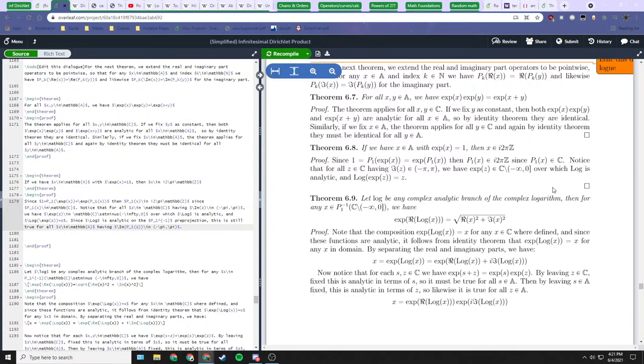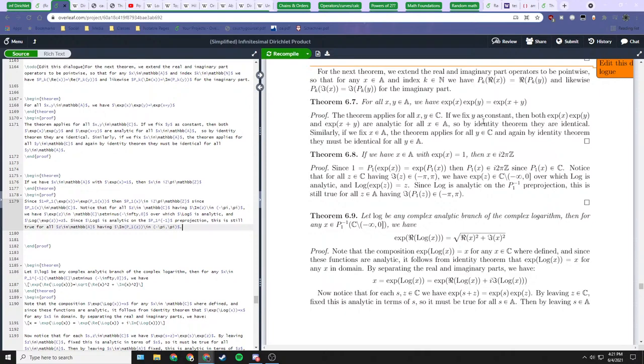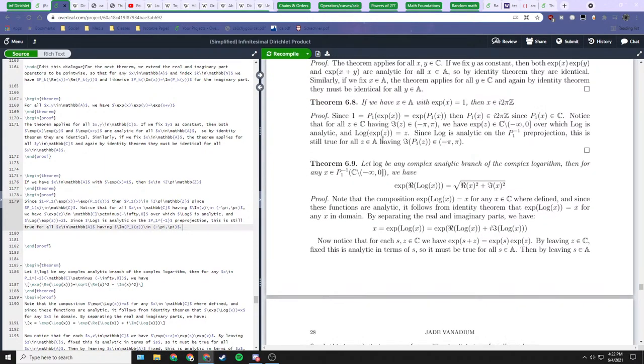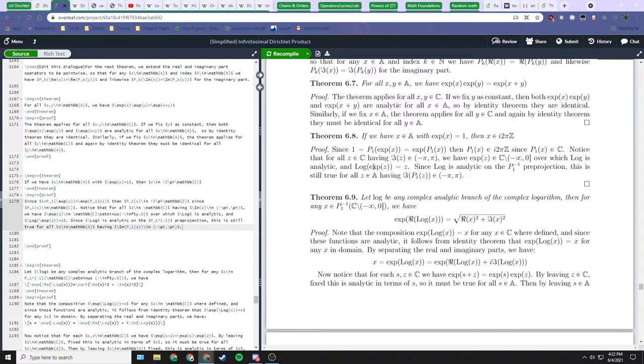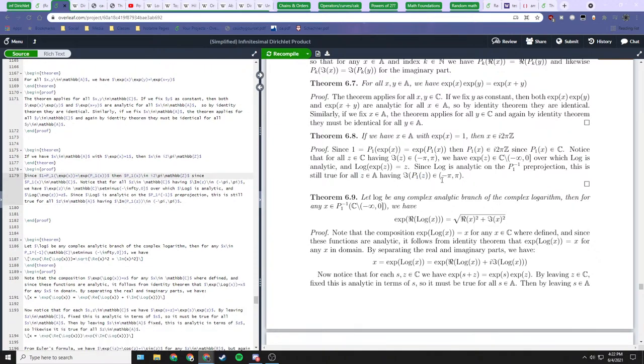So essentially we're saying because this P1 permutes with the exponential function, then we get this first index for free. So the first projection of x has to be some I 2 pi times some integer. And then if we just look at complex numbers z, if they have the imaginary part in minus pi to pi, exclusive, then the exponential of z is not on the negative axis, and the principal logarithm function that we selected is analytic on that set. And the log of exp of z is just z. Since the log is analytic on the P1 inverse pre-projection, this is still true for all z in A having the imaginary part of the projection of z in here.